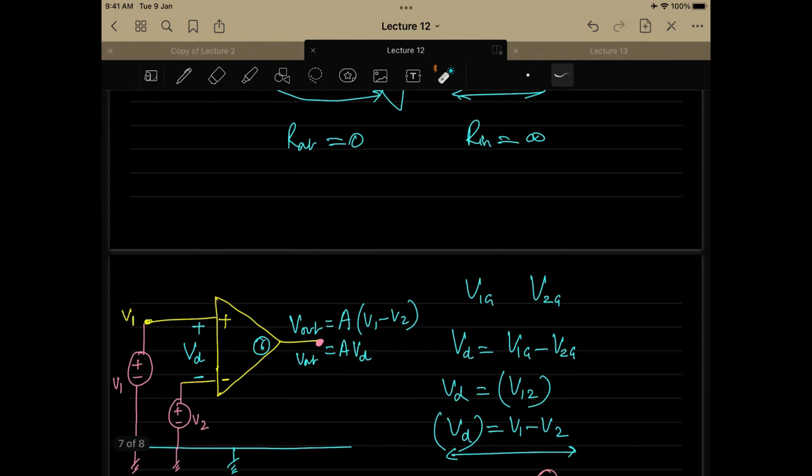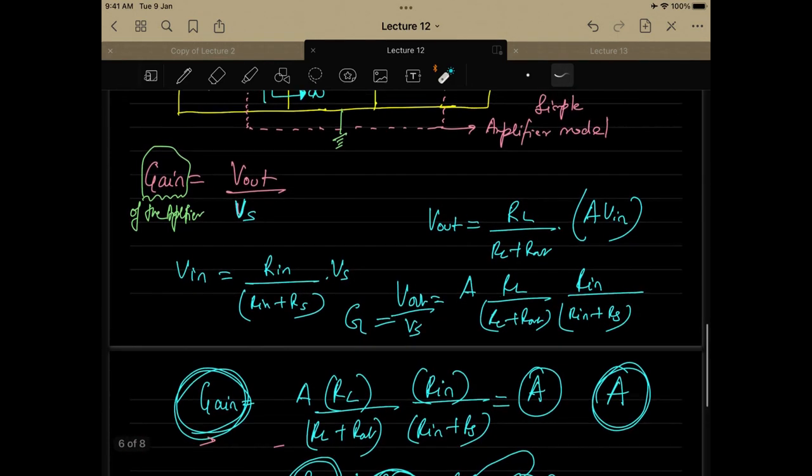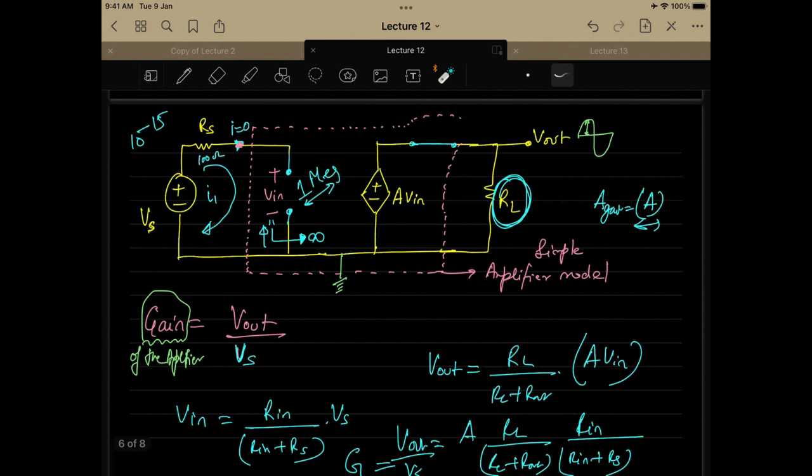Sir, one doubt was there, sir. Yes. Sir, gain of amplifier is written as V out upon Vs. Yes, V out upon Vs will be the total gain of the amplifier. Sir, why that V out by Vs only? First you wrote V in, then you see, they wrote Vs.